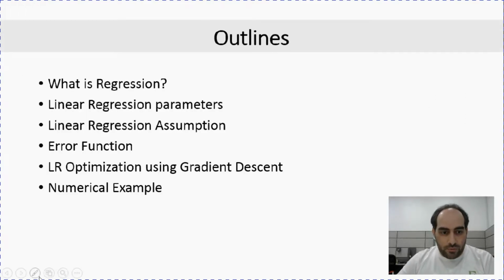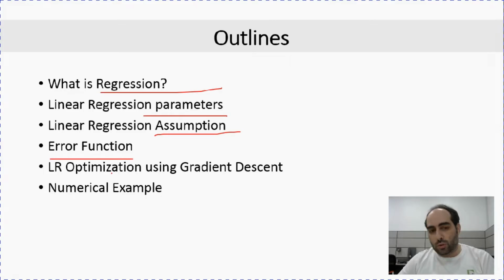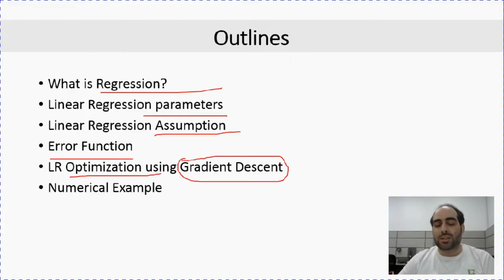What we are going to cover here: first of all, we are going to understand the concept of regression. We will talk about the parameters, the assumptions for linear regression, the error function which we are going to use, and how to optimize it using gradient descent. Gradient descent is a very important optimization algorithm, which leads to improving the accuracy of our model. We are going to see mathematically how it's possible to improve the model performance, and at the end, to understand the whole concept, we're going to have a numerical example which will make the concept very clear for us, to understand what linear regression is and how it really works.